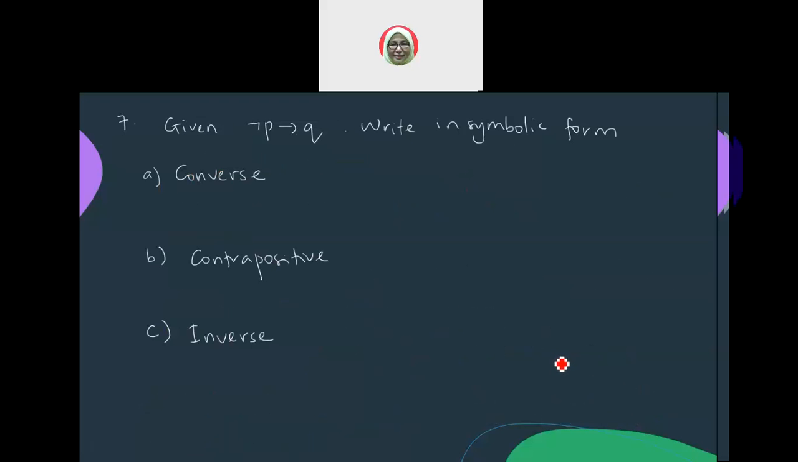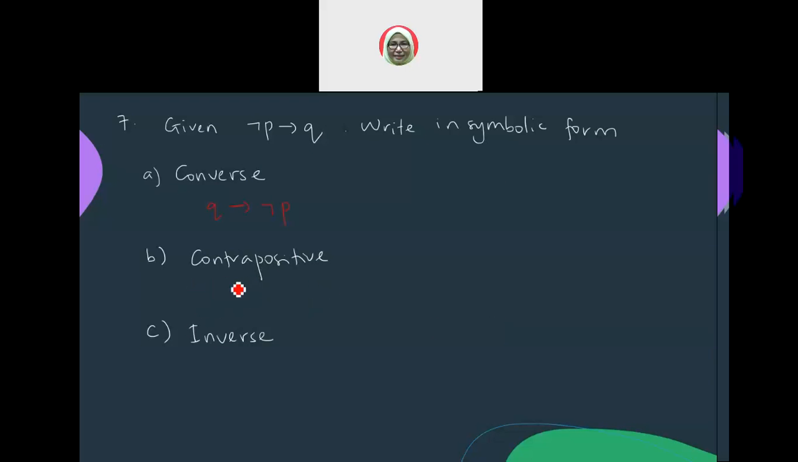So go to the next one, question 7. Given in symbolic, not P implies Q. Now write in symbolic form the converse. So the converse is Q implies not P, right, in symbolic. Okay?